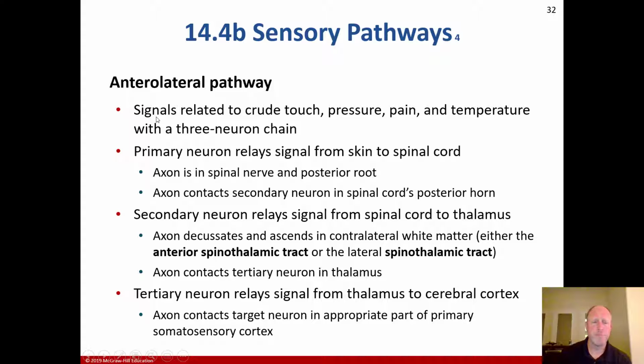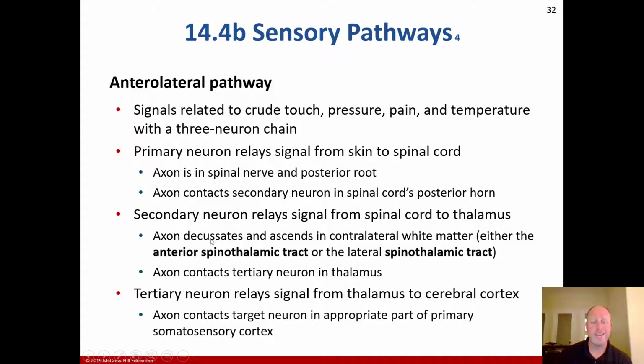For sensory pathways, the anterolateral pathway signals are related to crude touch, pressure, pain, and temperature with a three-neuron chain. Once again, the primary neuron relays the signal from the skin to the spinal cord. There's an axon, the spinal nerve, in the posterior root, and the axon contacts the secondary neuron, the spinal cord's posterior horn. The secondary neuron relays the signal from the spinal cord to the thalamus.